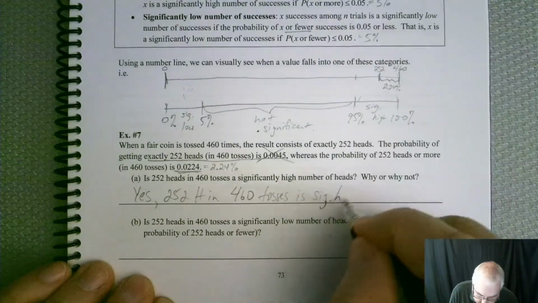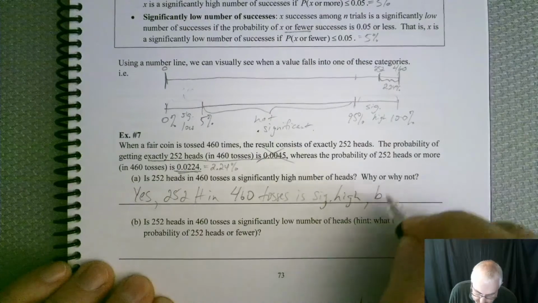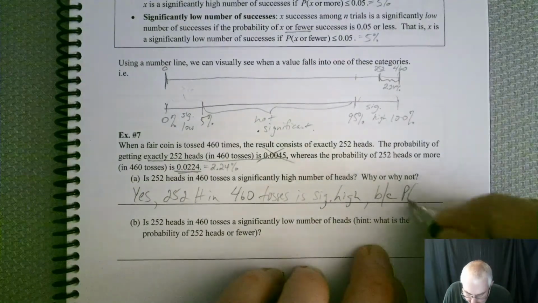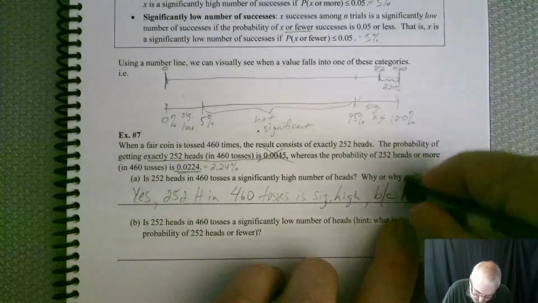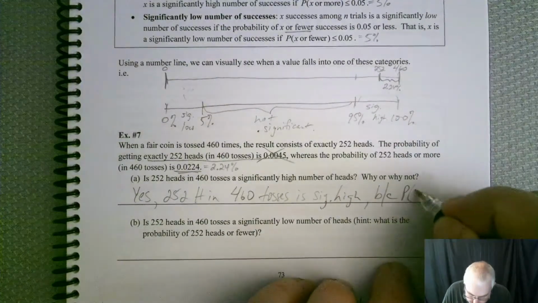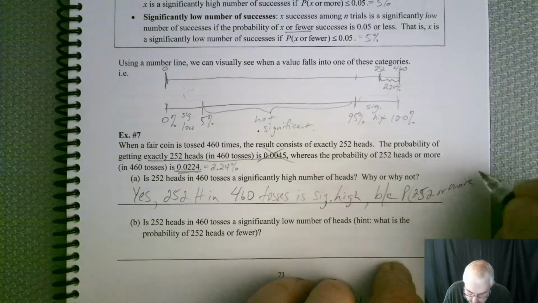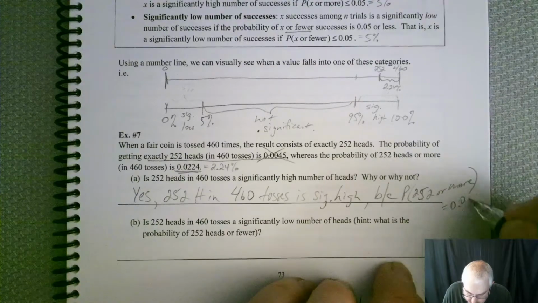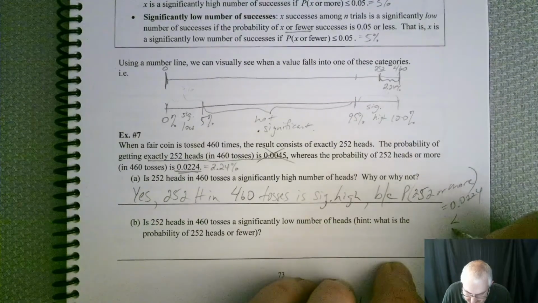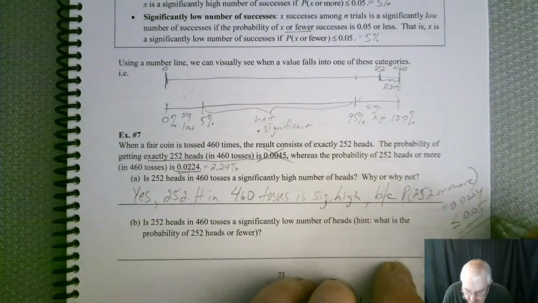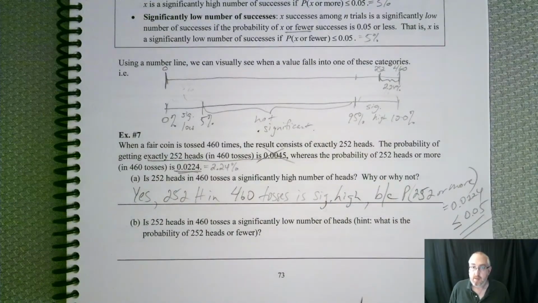So it is significantly high, and the reason why is because the probability of 252 or more is equal to 0.0224, which is less than or equal to 5%. So again, it's so close to 460, it's within 2% or within 5% really of getting to the end. That puts it in that significantly high range.